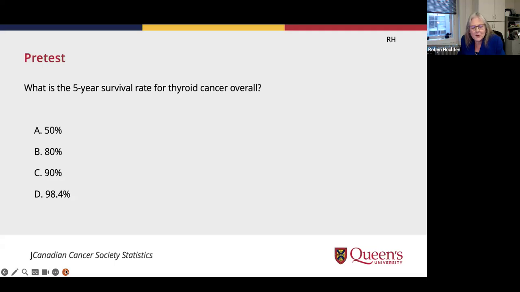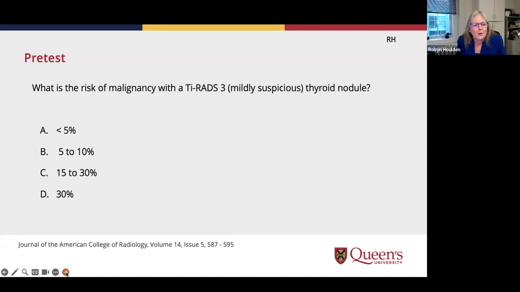And we have people thinking there's probably a pretty favorable prognosis here, but once again, kind of mixed between 80 to that high number of 98.4. Okay, and then I think we've got one more question. What's the risk of malignancy with a TI-RADS 3 thyroid nodule? So TI-RADS 3 is a mildly suspicious nodule. Is it less than 5%, 5 to 10%, 15 to 30%, or 30%?